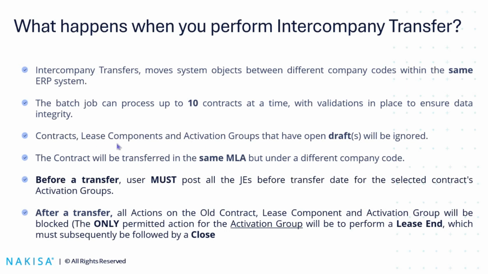Contracts, lease components, activation groups that have open draft will be ignored. So for example, if a contract has multiple lease components attached to it, and there may be some that are not active, whereby others are, only the ones that are active lease components within that contract will get transferred to the new target entity. The rest will be ignored. The contract right now will be transferred within the same MLA, but under a different company code.